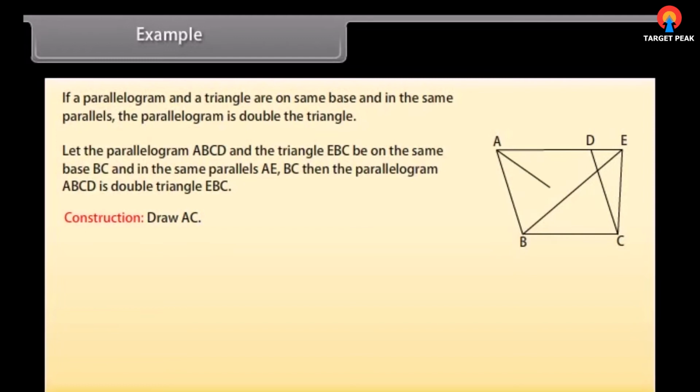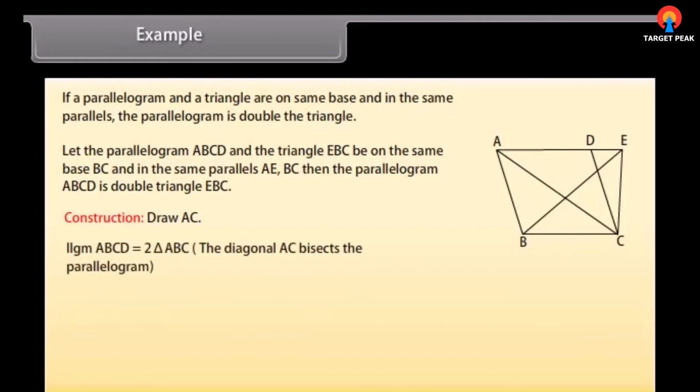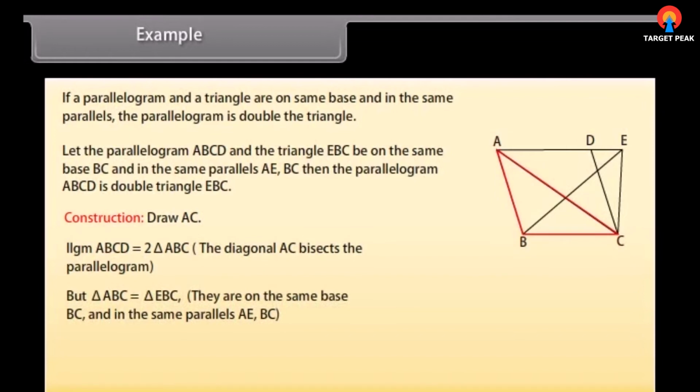Construction. Draw AC. Since AC bisects the parallelogram, the parallelogram ABCD is double triangle ABC. But triangle ABC is equal to triangle EBC because they are on the same base BC and in the same parallels AE, BC. Therefore, parallelogram ABCD is also double triangle EBC, hence proved.